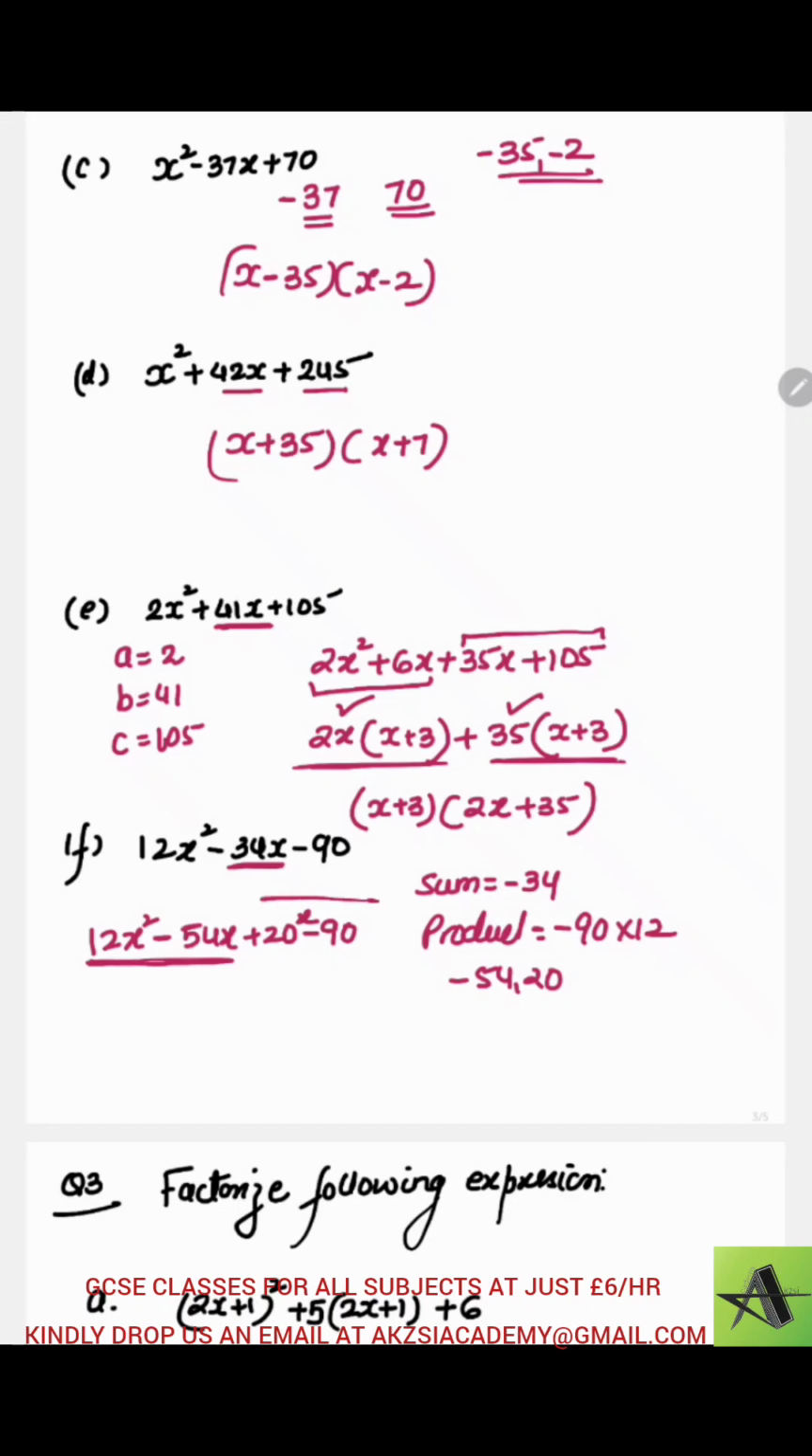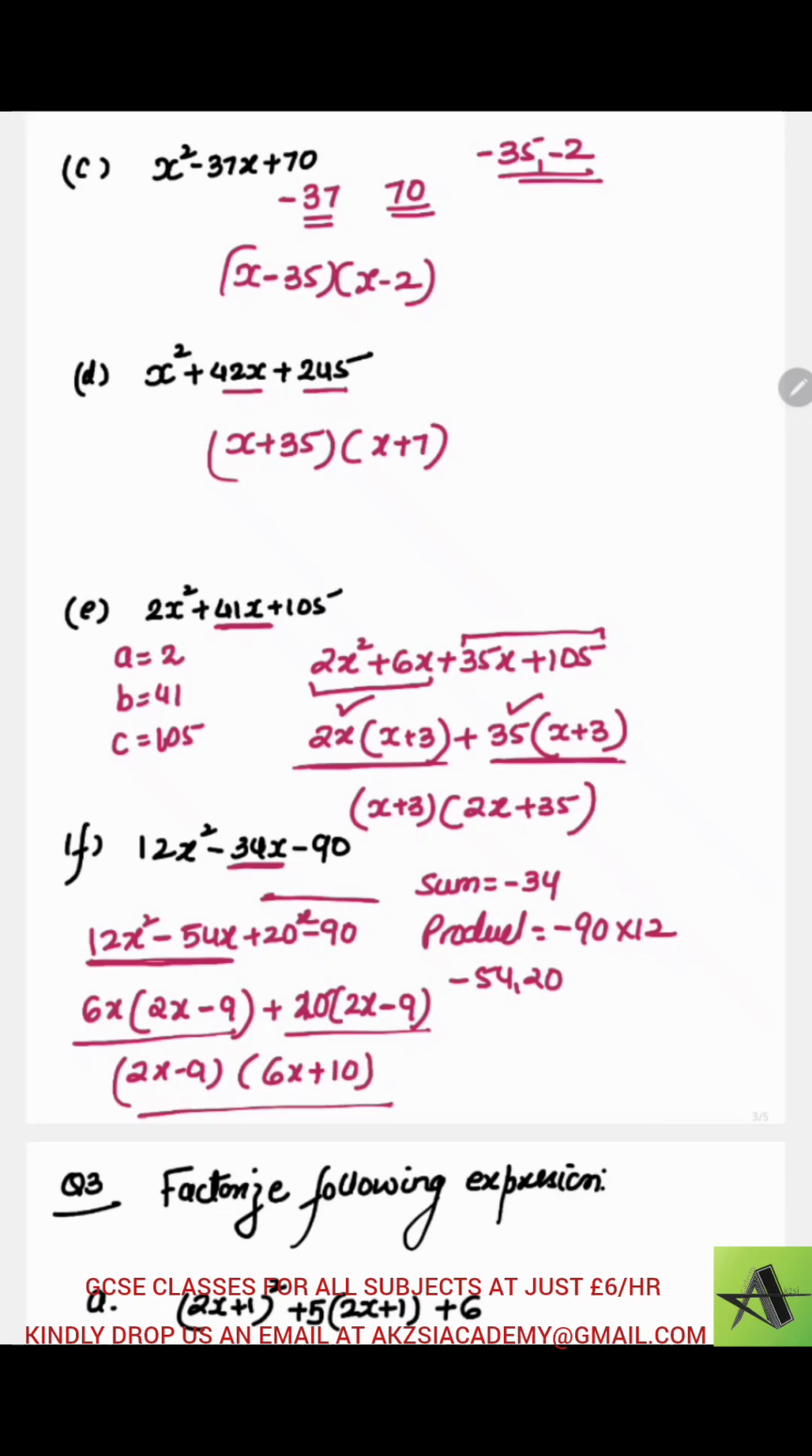Same, making the pairs. I can take out 6x as common. Remaining 2x minus 9. And here I can take out 10 as common. Remaining would be 2x minus 9. Now out of these, 2x minus 9 is common and remaining is 6x plus 10. You can further take out 2 as common from here as well. So 2, remaining would be 3x plus 5, times 2x minus 9.